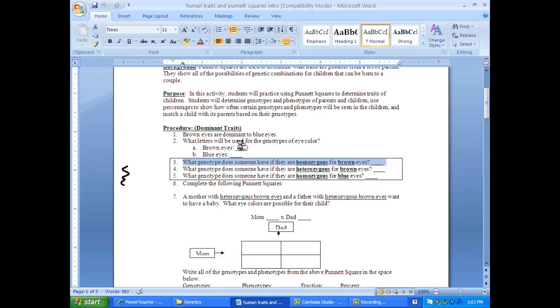All right, so brown eyes. If it's dominant, it's represented by a capital letter. Blue eyes, what do we represent it with? Little b. Good.